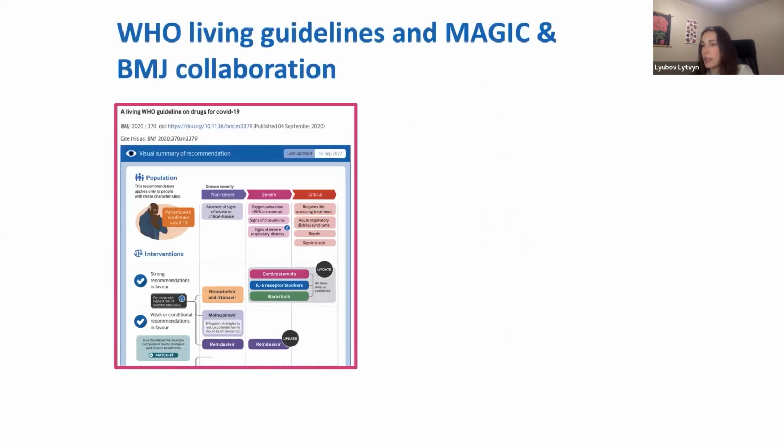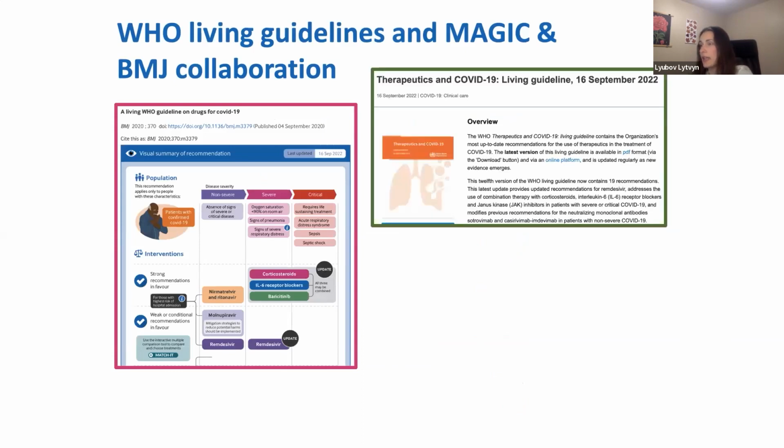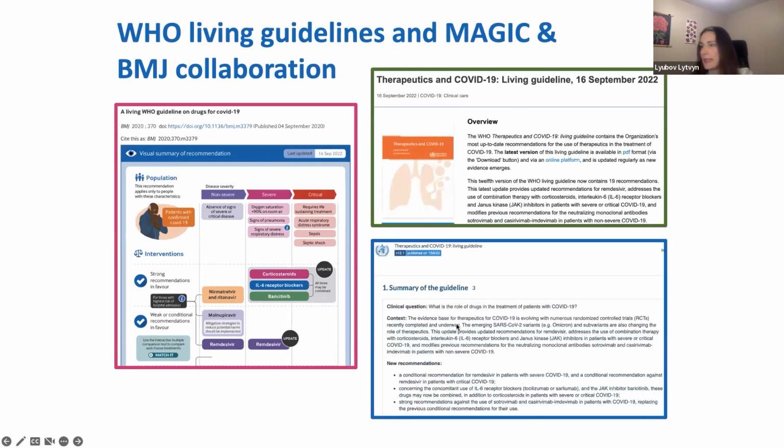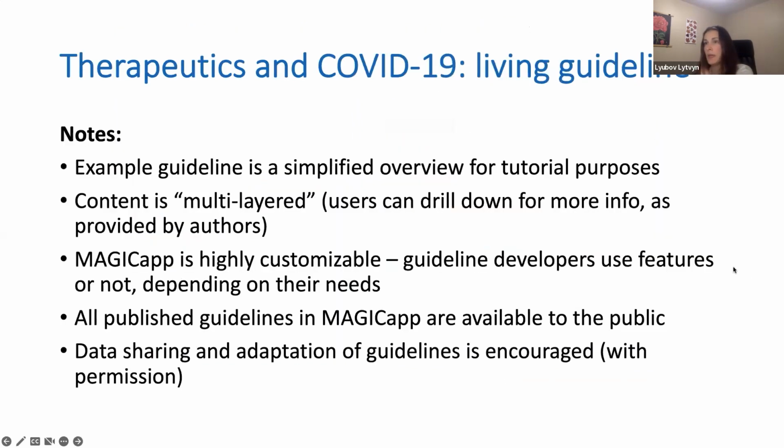This is what the publication looks like in the BMJ. And then this is what it looks like on the WHO website, who have their own PDF. The BMJ does produce this really beautiful infographic collaboratively with MAGIC, and then we use that across our platforms. And this is what it looks like in MAGICapp. So there's a publication date there for September, which was the last update.